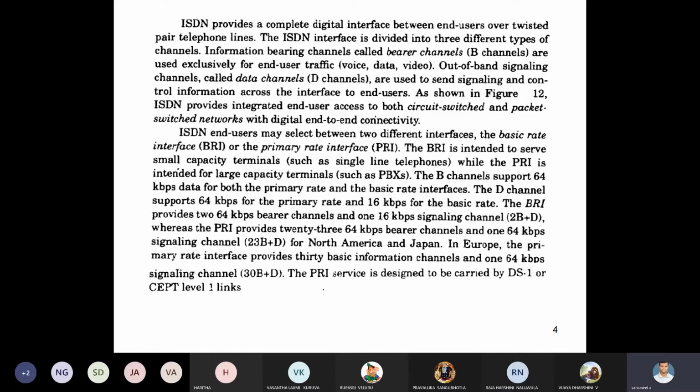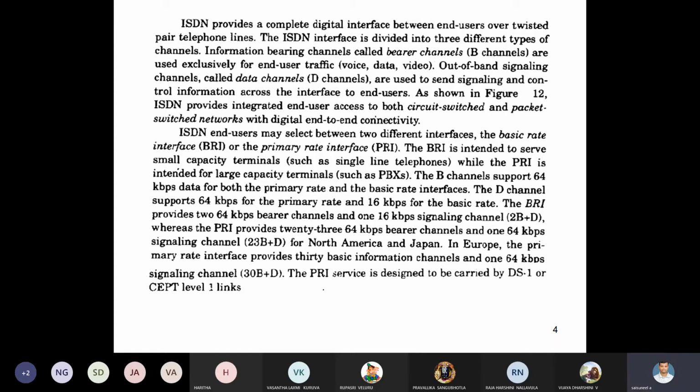What is the use of D channel? The D channel is used for signaling purposes. What is meant by signaling? That is the connection purpose between end users. First the connection takes place by D channels. After the connection takes place, by using B channels, we have to transmit data.